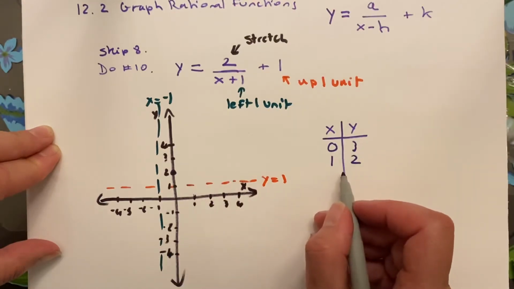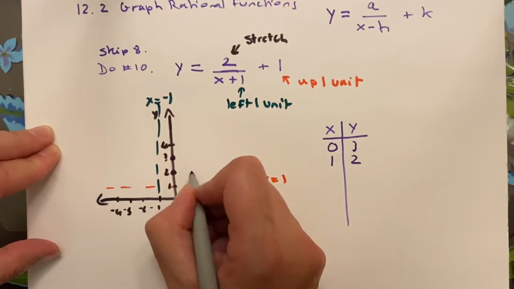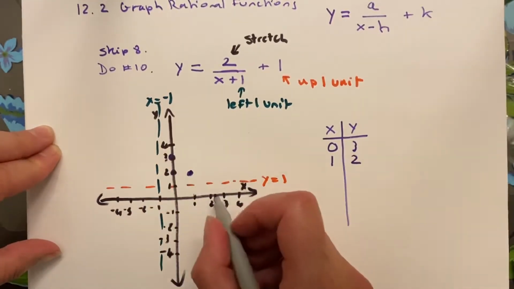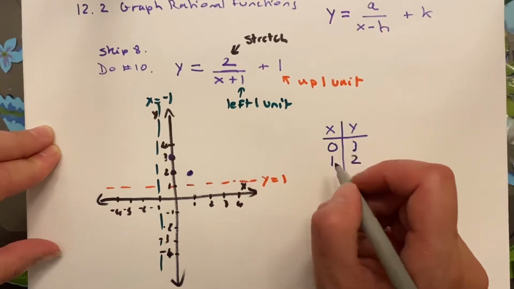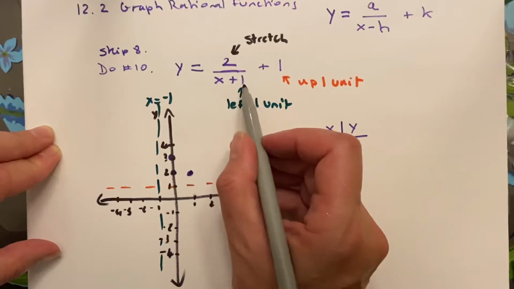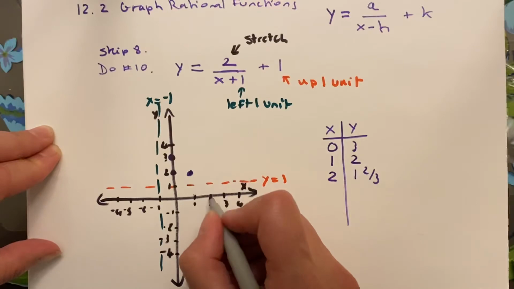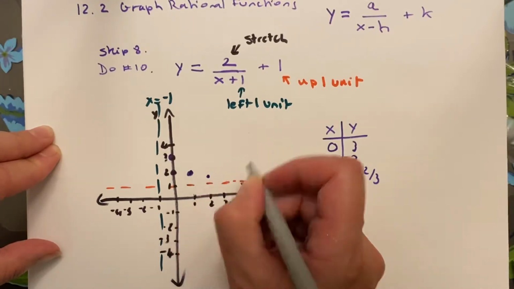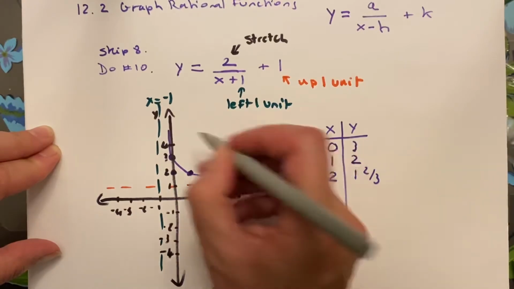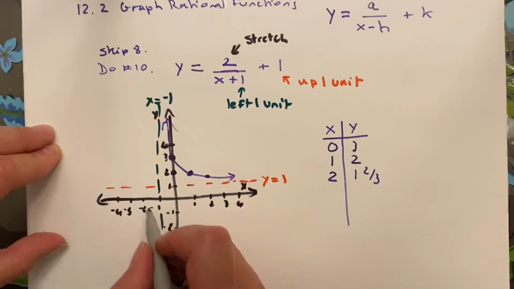So let's see. Oops, 0, 3 up here. I knew that looked wrong. Draw it a little bigger. So I need 1 more point, and I'll just keep going, just pick 2. 2 plus 1 is 3. 2/3 plus 1 is 1 2/3. So 2 and 1 2/3. And I've got a beautiful branch up here. And now I'm going to go the other direction.